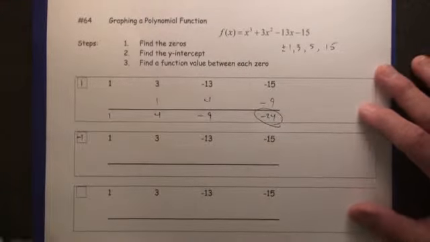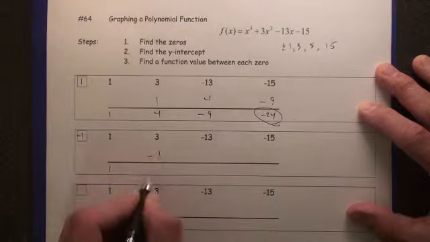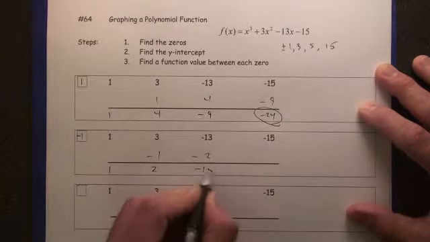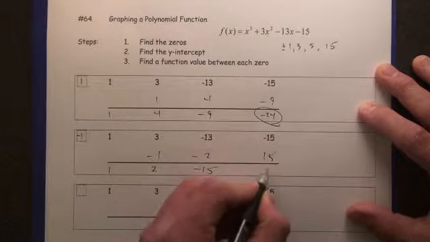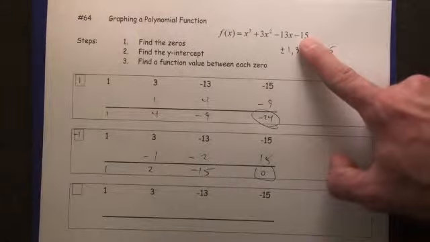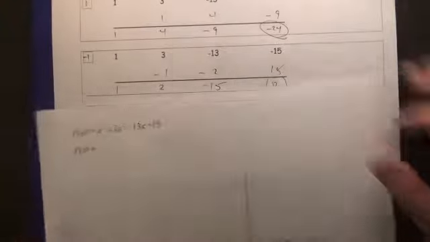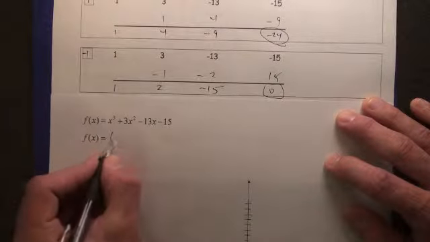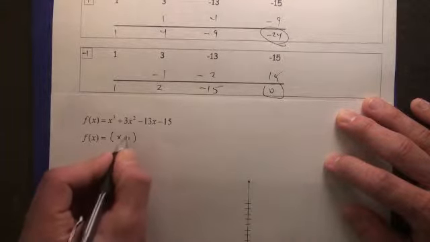Let's try negative 1. Okay, bring down the 1. 1 times negative 1. That'll give us 2 times negative 1, that'll give us negative 2. Oh, that'll give us negative 15 times negative 1, which is 15, which gives us the 0. So now we can rewrite this function in a factored form because negative 1 is a 0. We now know that x plus 1 is a factor.